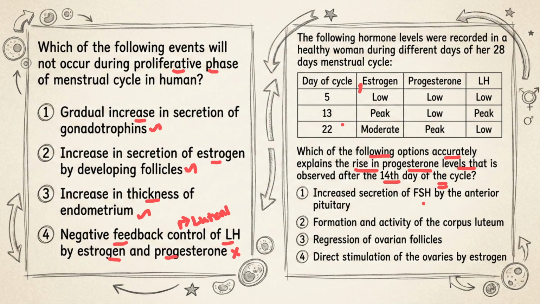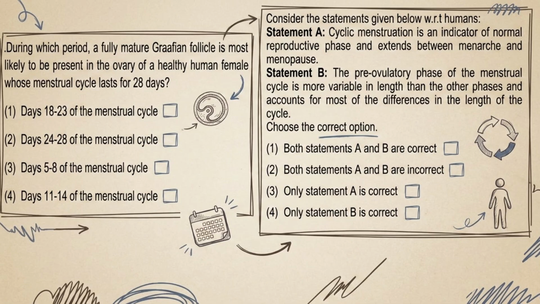ஏன் progesterone level அதிகமாகுது? Because who is the source of progesterone? இது நீங்க யோசிச்சீங்கனாலே உங்களுக்கு ஆன்சர் தெரிஞ்சிரும். The source of progesterone is corpus luteum. And the luteal phase அப்பதான் corpus luteum form ஆகிறதுனால, it is going to be formation and activity of corpus luteum will be the answer. இந்த questionக்கு இது answer. I think this is clear.